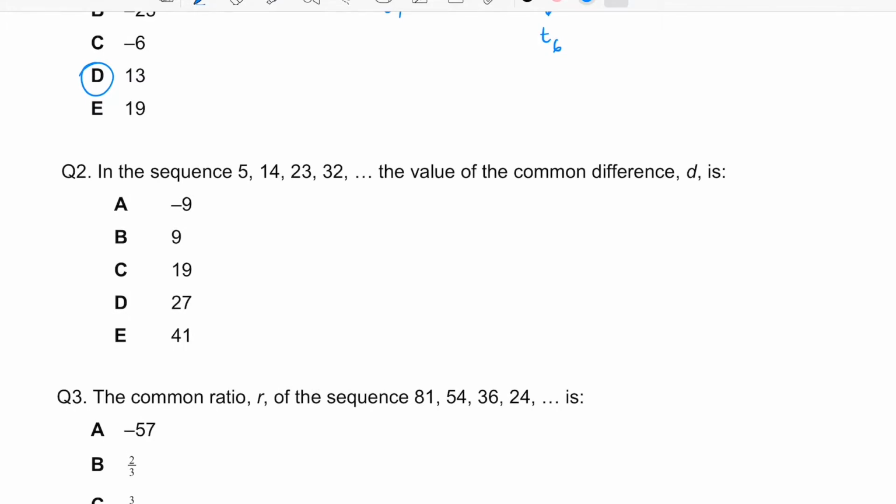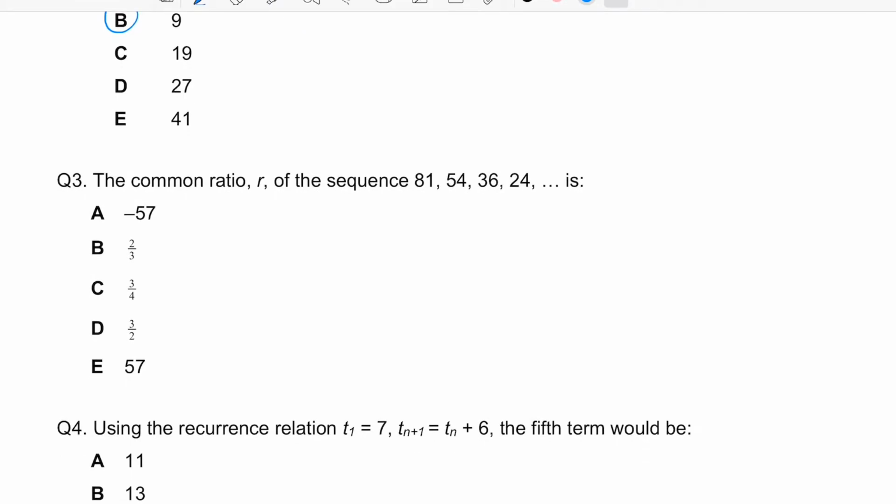Alright, so the next question gives us a sequence and then asks us to find the value of the common difference. So with this particular question here, I need to work out what the difference is between each of the values in the sequence that I've been given. So I can see here that from 5 to 14, it's going up by units of 9. And again, I can see that that keeps happening from one term to the next. So the value of my common difference is positive 9.